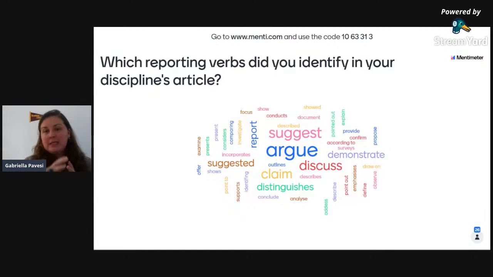But the idea here is that it's a moment for us, as a group, to look at this variety of reporting verbs that we can find across fields, and as a strategy, as an exercise that you can apply in your reading of your own articles. What you can do, now going more to the strategy part of it, is create your own glossary of reporting verbs that you commonly find in your area.